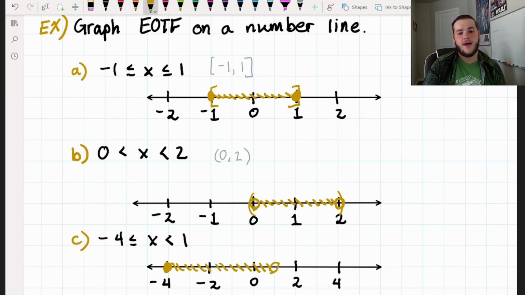So here, I've got a closed dot on -4 to show that inclusion from the greater than or equal to sign here. And I've got an open circle to show the exclusion on this less than sign here.